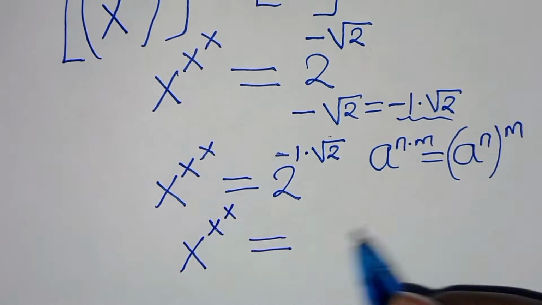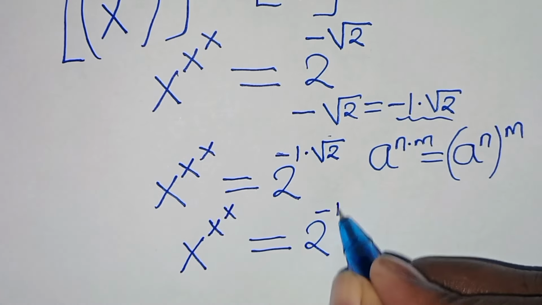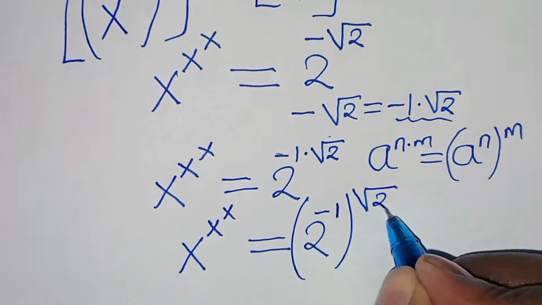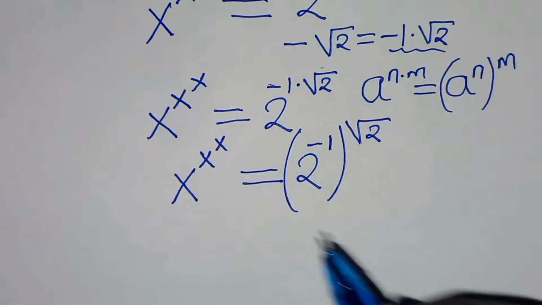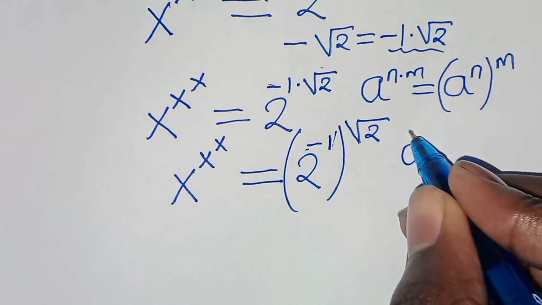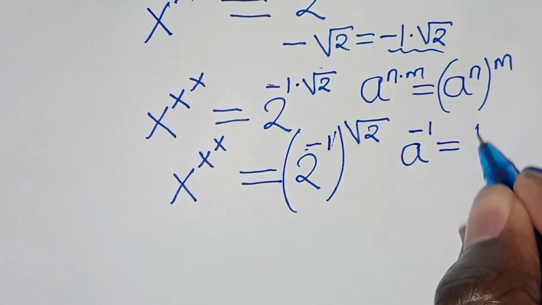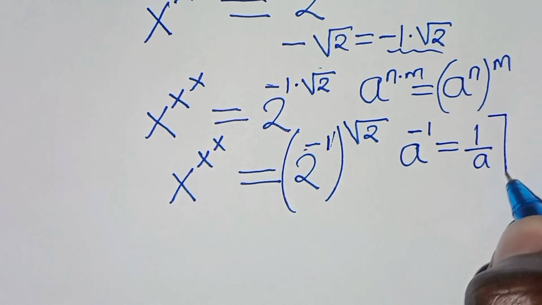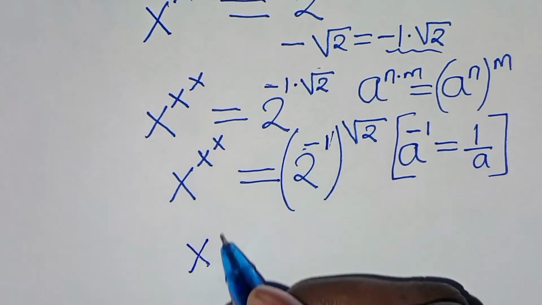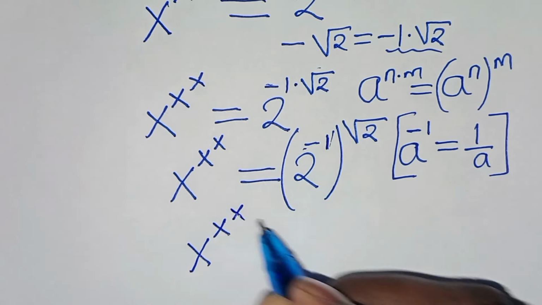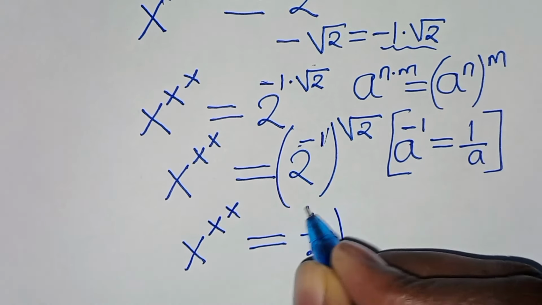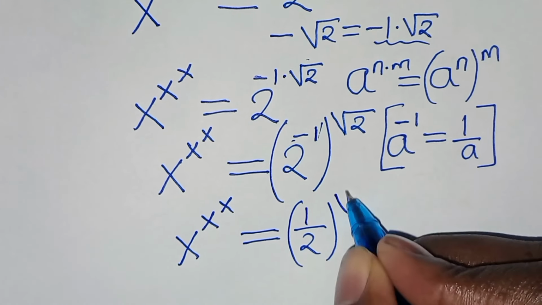So here we have x raised to power x raised to power x equal to 2 raised to power minus 1, raised to power square root of 2. The next step is that 2 to power minus 1 is in the form of a raised to power minus 1, which you can express as 1 over a. Applying this property, we have x to the power of x to the power of x equal to 1 over 2 raised to power square root of 2.